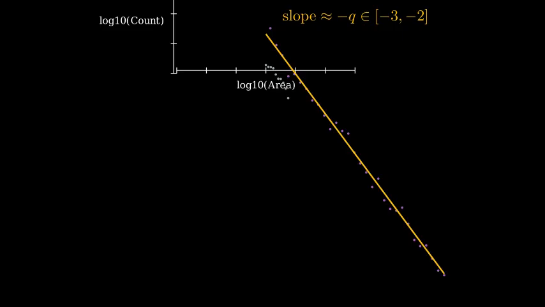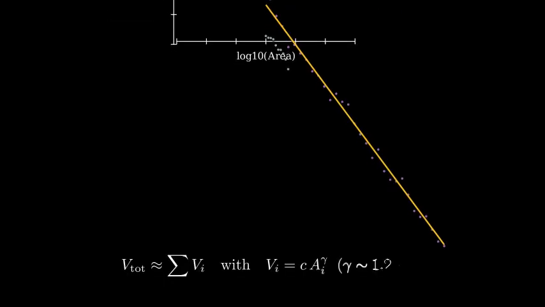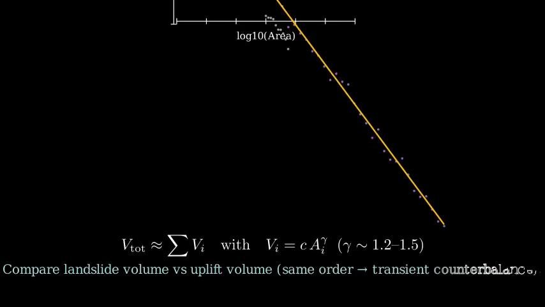We can estimate total volume using an area to volume scaling. Combine the area distribution with V equals C times A to the gamma to get a total, and compare it to tectonic uplift volumes to close the mass balance. Where and when do landslides occur?